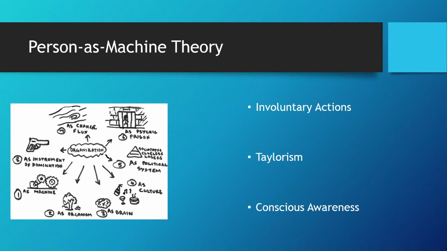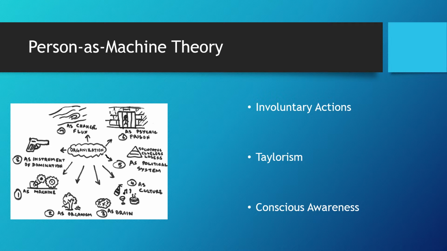Person as machine theory. This theory is perhaps the most simple theory that I included in my paper, and it just infers that an individual's behavior and one's actions are not voluntary, but instead they're reactive and reflexive. So with conscious awareness, one is not aware of their actions, they're just pushed by their internal needs. Stimuli from one's environment can cause one to react in a machine-like manner.